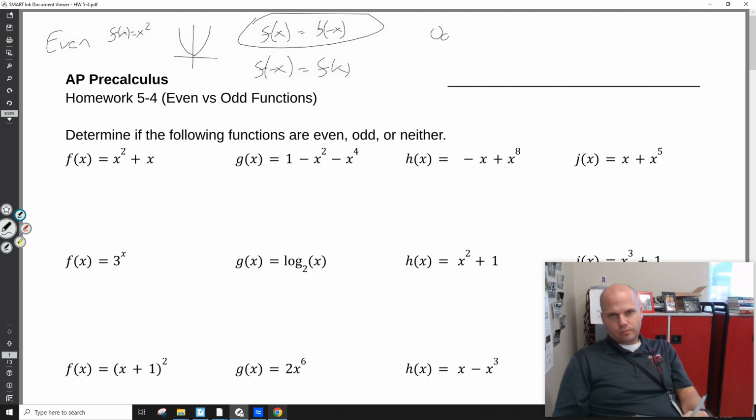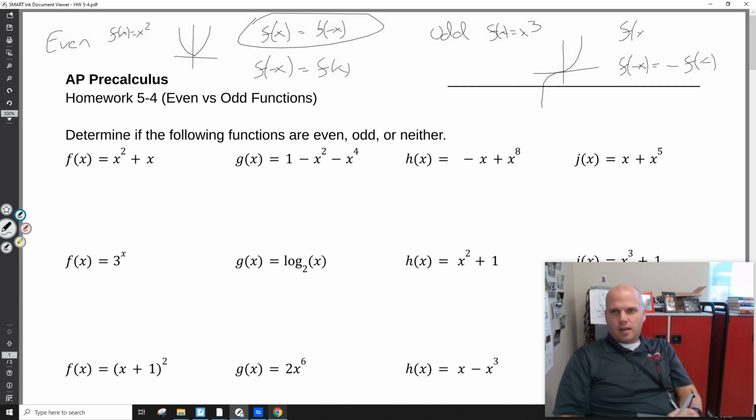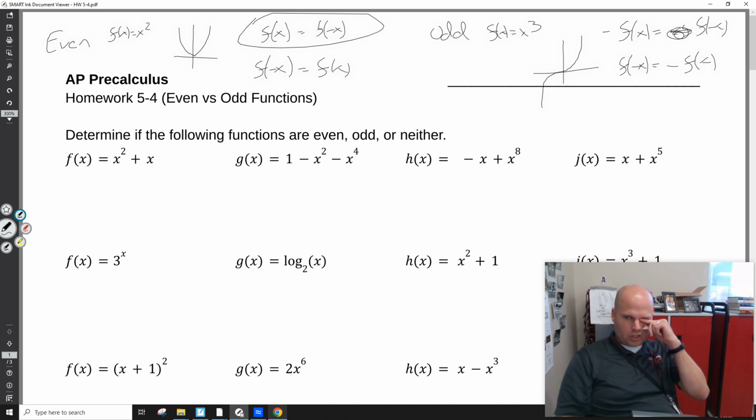Odd function, we see this kind of rotational symmetry where if you have this point here, we'll have the point reflected over the x-axis as well as the y-axis. Or what happens is if you plug in the opposite of x, you're going to get the opposite of f of x. This might be confusing, but negative f of x is f of negative x. Let's just show you two points.